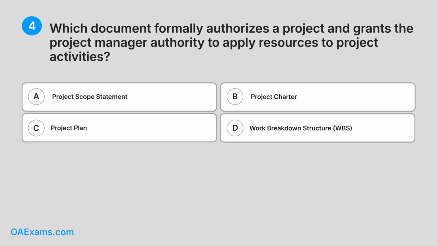4. Which document formally authorizes a project and grants the project manager authority to apply resources to project activities? A. Project Scope Statement. B. Project Charter. C. Project Plan. D. Work Breakdown Structure, WBS. What do you think is the answer?